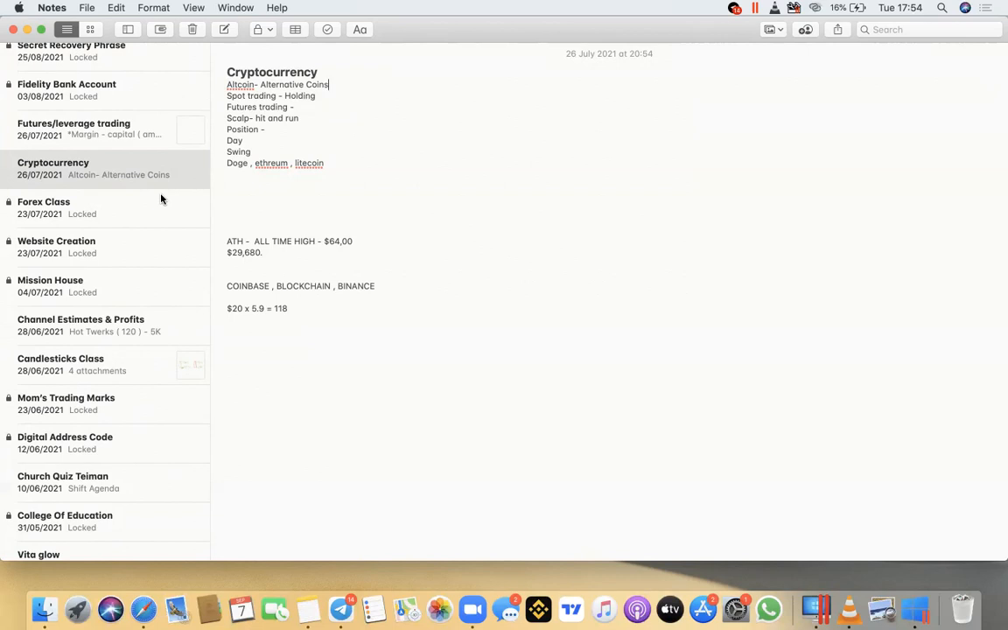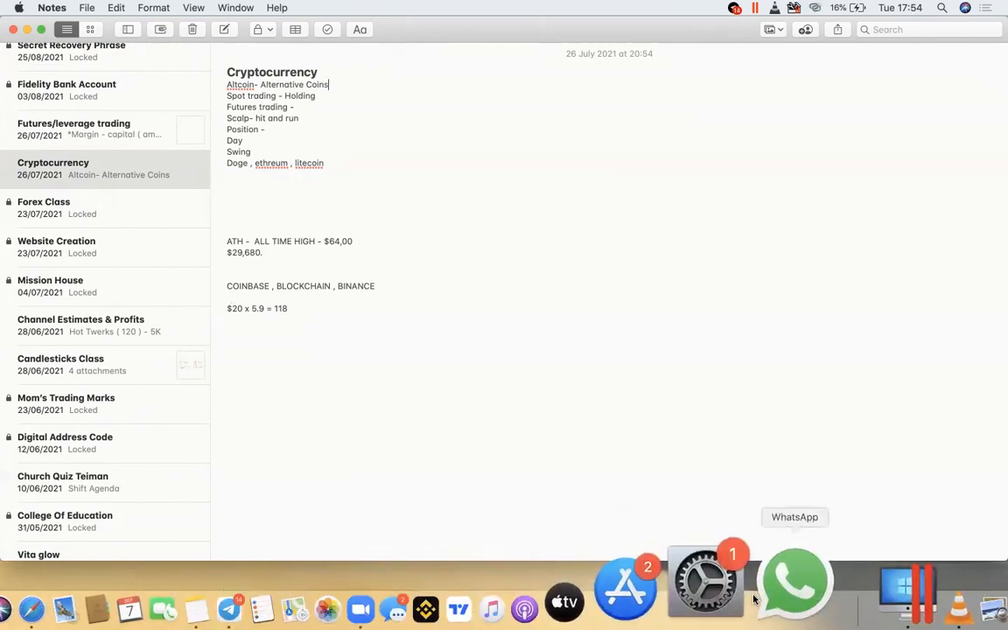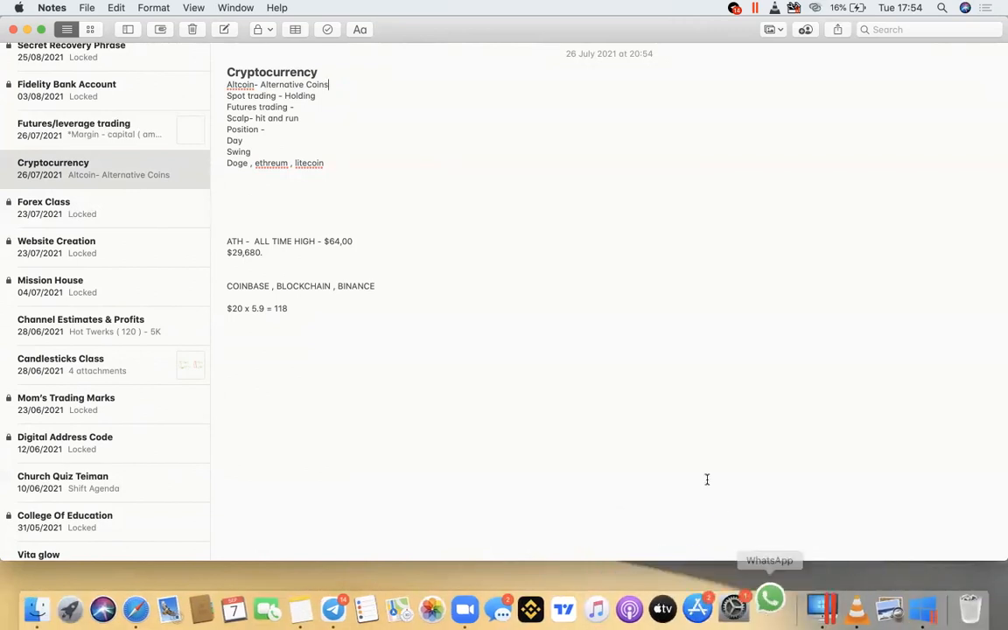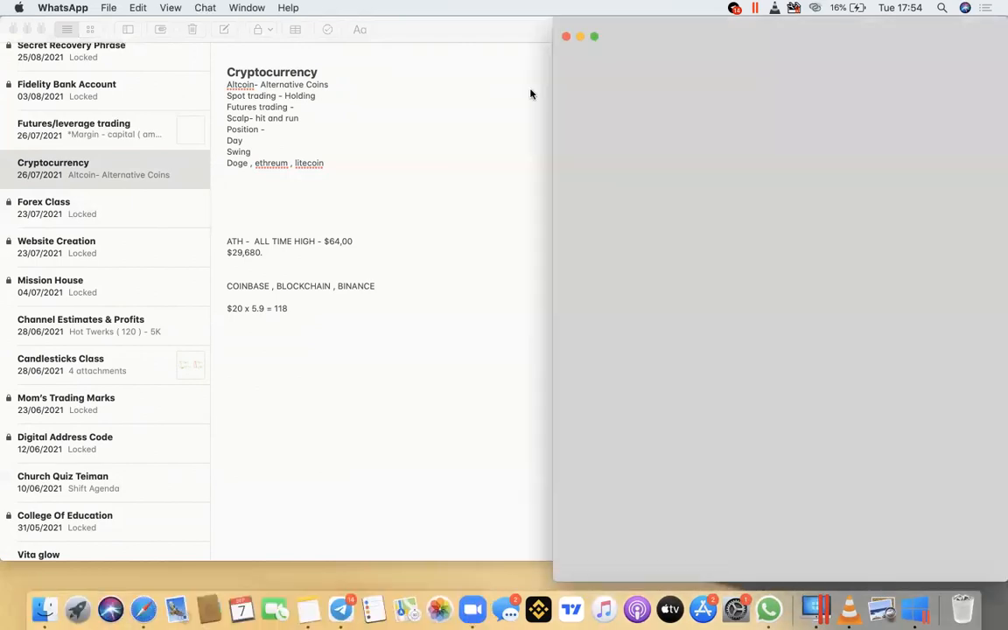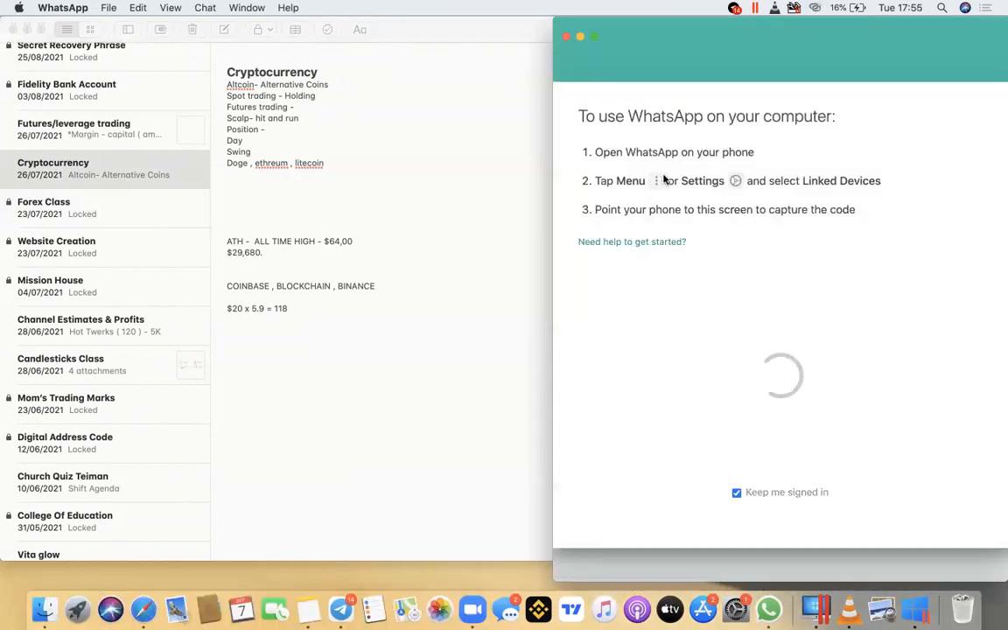With altcoins, as I said earlier, we have Doge, Ethereum, Litecoin, ADA, Cardano, and a whole lot. Let me open the WhatsApp group and check something. For those who didn't join the group earlier on, I listed and dropped the logos of these other coins.